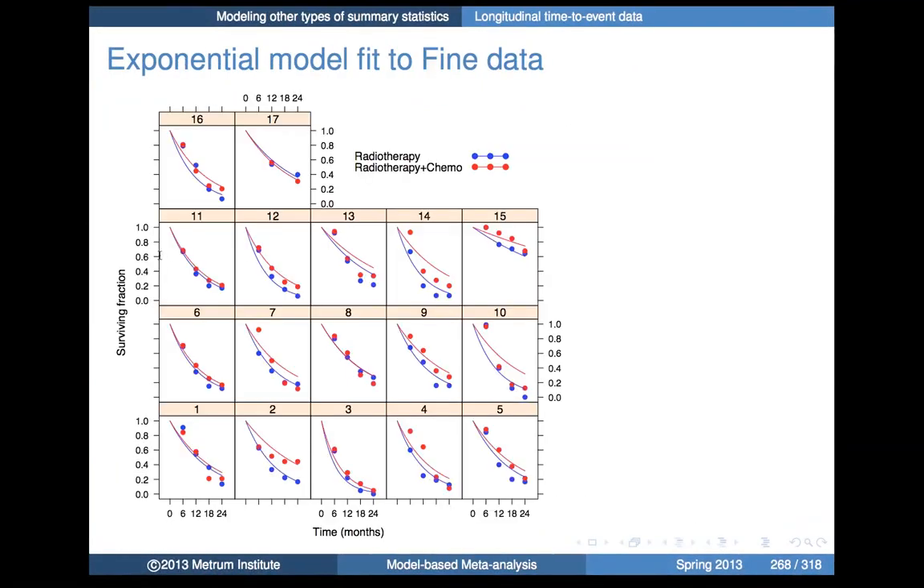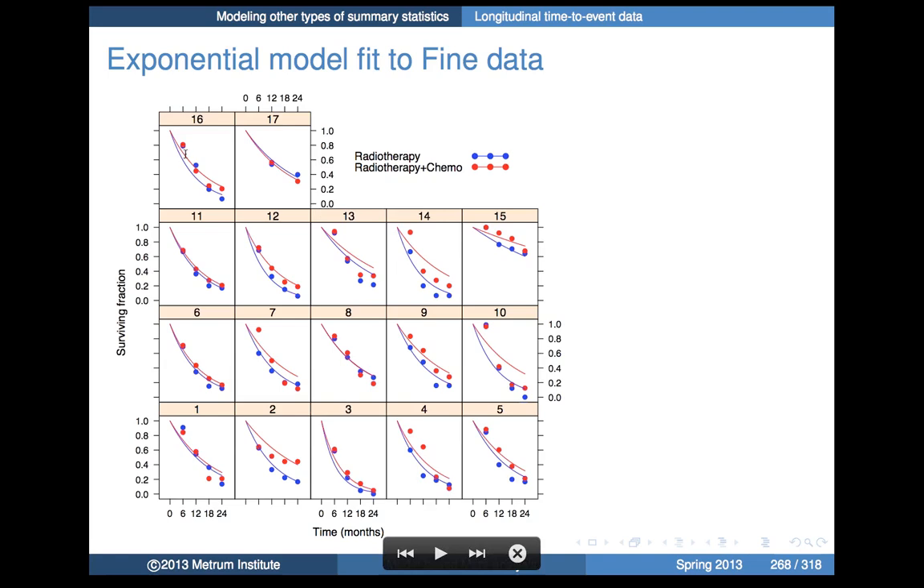So here's that same figure. The data are the red and blue dots as before, and the red line is the median prediction for each of these treatment arms for the radio plus chemo combination, and the blue lines are the predictions for the radiotherapy alone observations. I'll give you a second to stare at that and think about whether you think this particular model fits the data.